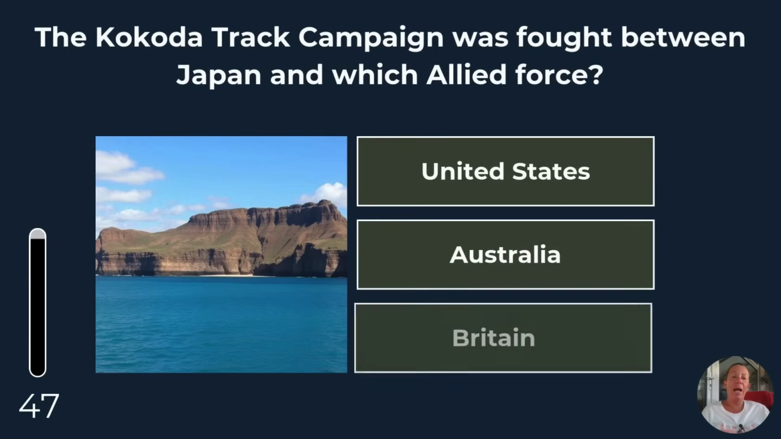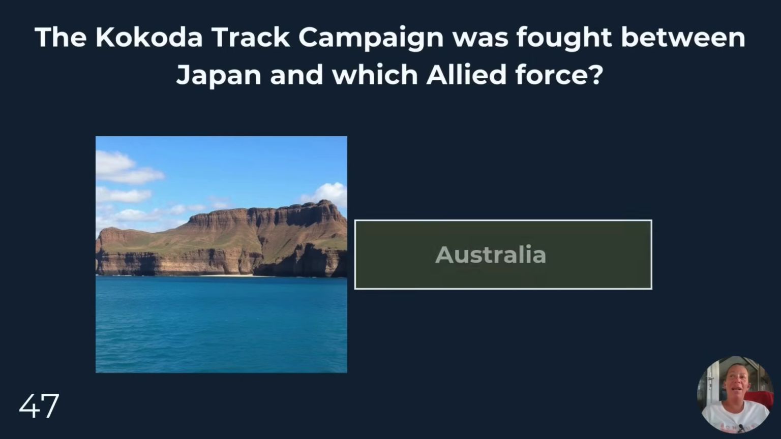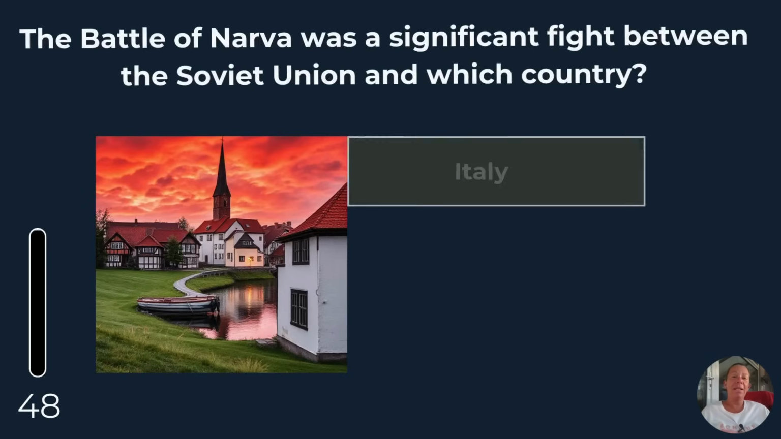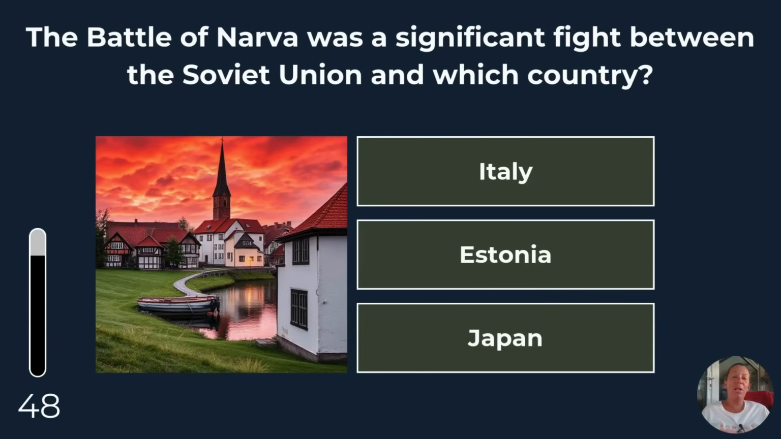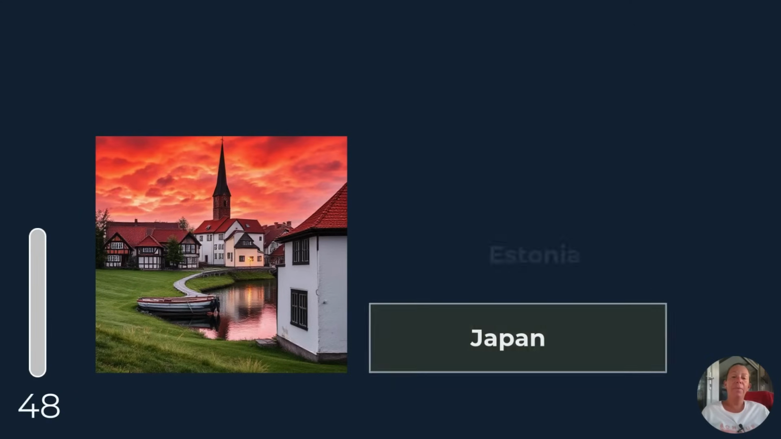The Kokoda Track campaign was fought between Japan and which Allied force? United States, Australia, or Britain? Australia. The Battle of Narva was a significant fight between the Soviet Union and which country? Italy, Estonia, or Japan? Estonia.